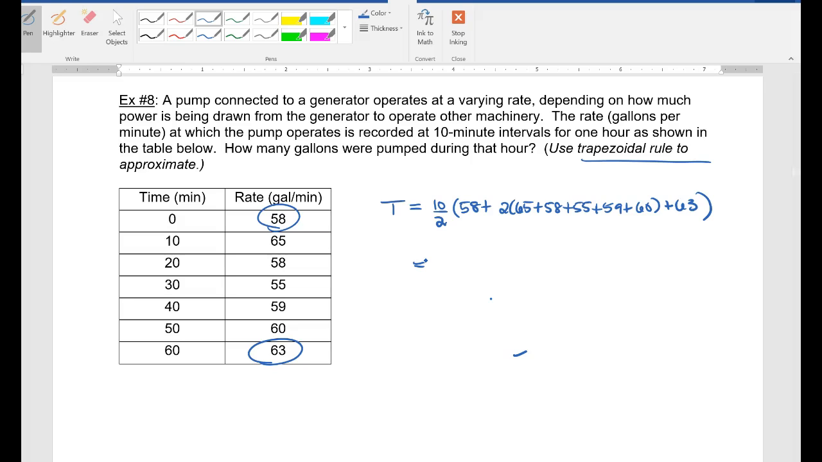So plug that all in. Notice the units are the same this time, so we're good. This is measured in minutes, and this is gallons per minute. So if this was gallons per hour or something like that, we would have to change it. 3,575 gallons. Perfect.